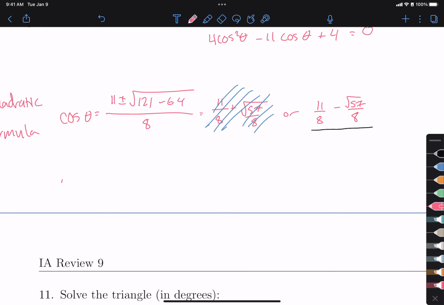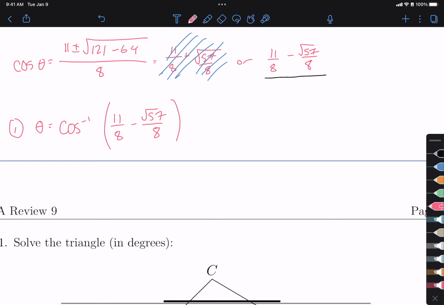So our first step is to solve for one theta value, right? So we have theta is equal to, and we can use our inverse trig functions here to get cosine inverse of 11 over 8 minus root 57 over 8. And if you plug this into your calculator, careful with your parentheses and your notation, we're going to get, and I'm going to do this in radians, 1.125 radians.